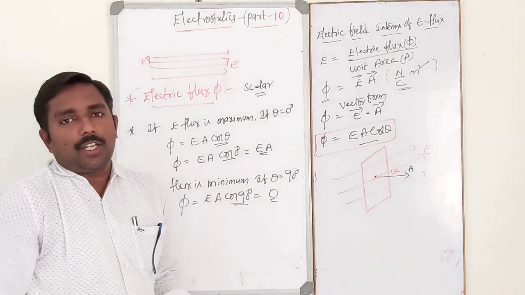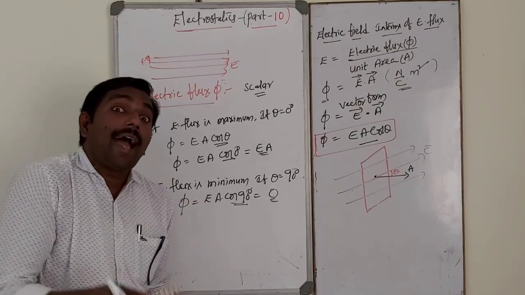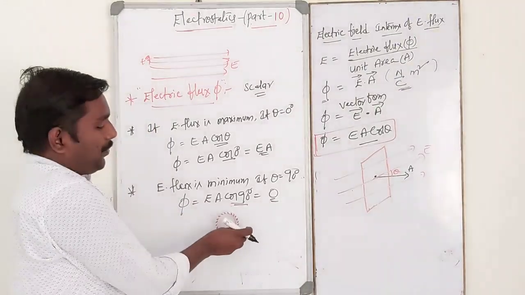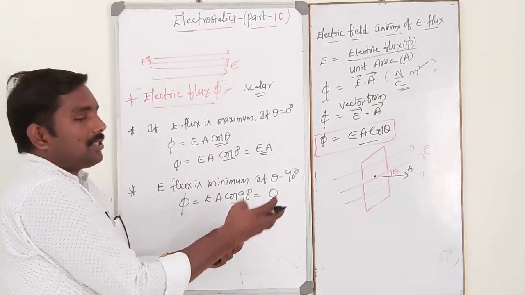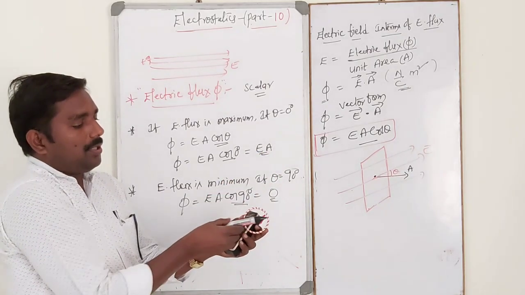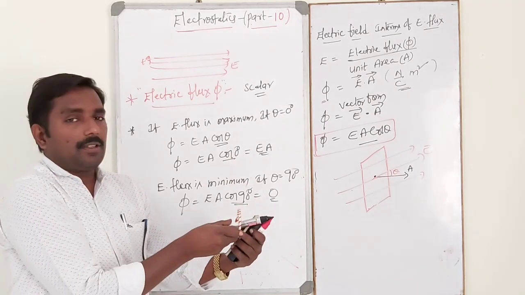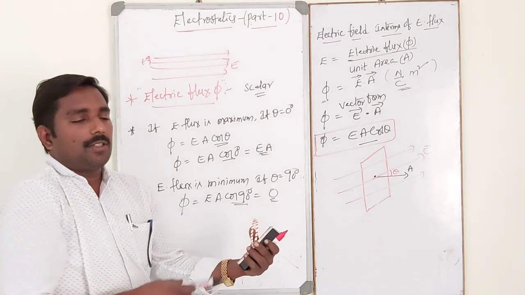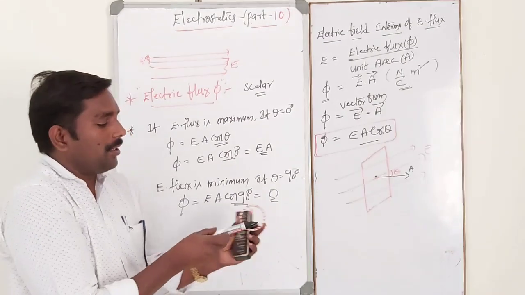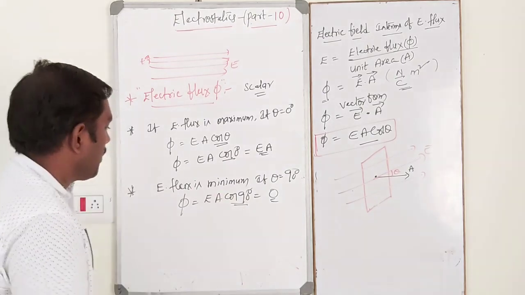In this position, the field lines pass parallel to the given area. Suppose this is the electric field line, so it passes along it and there is no passing through the given surface. In this position, like this, the lines pass through it, and flux will be maximum. In this position, there is no flux.